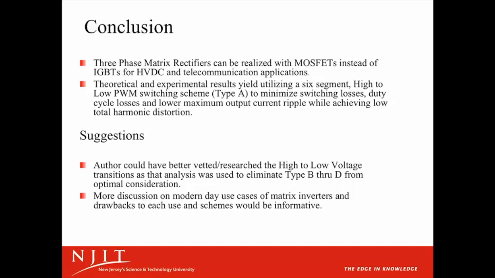One of the suggestions that we have for the authors would be that they could have better vetted or researched the high to low voltage transitions, as the analysis used to eliminate types B and D was not very well covered. They just went ahead and referenced somebody else's paper. Also, more discussion on modern day use cases of the matrix inverters, and drawbacks of the use and schemes, would be informative.